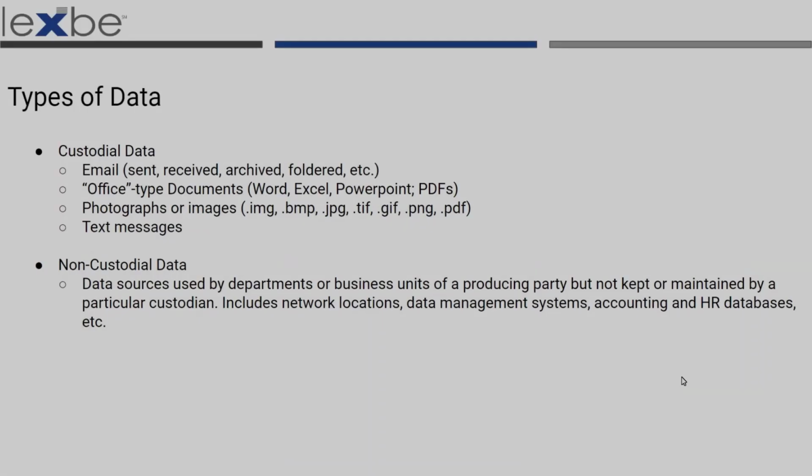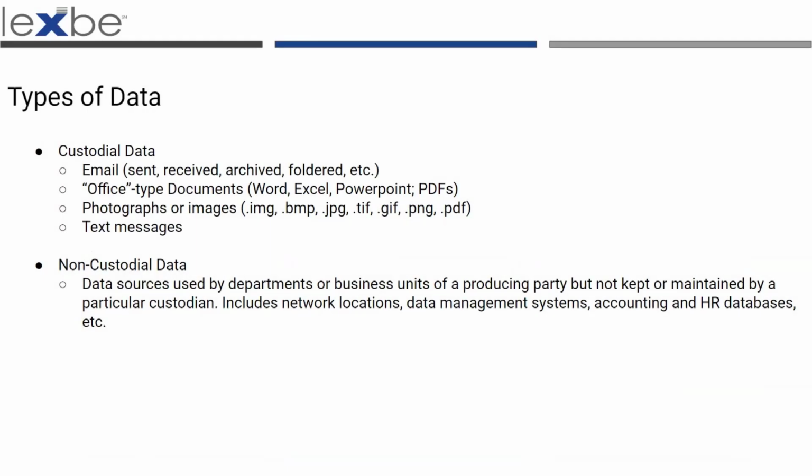So what are the types of electronic data that may be subject to discovery during litigation? Essentially, there are two main types: custodial data, which is data that is within the possession, custody, or control of an individual or entity, and non-custodial data, which includes data stored on various data sources utilized by departments or business units of a producing party, but not necessarily maintained by a particular custodian.